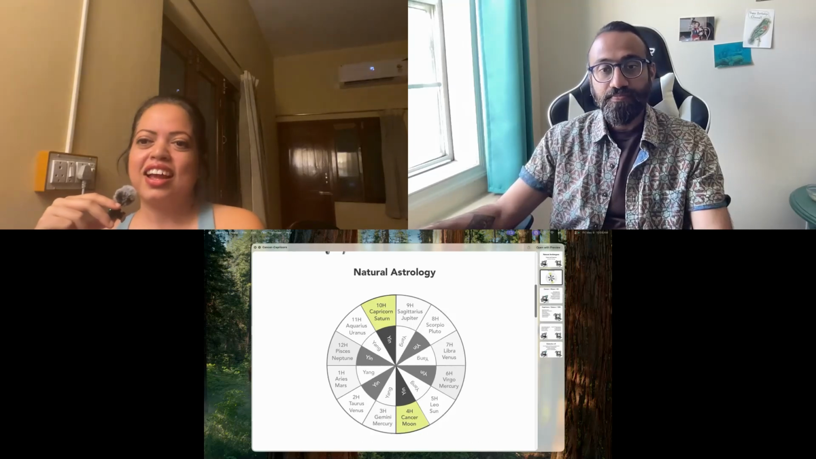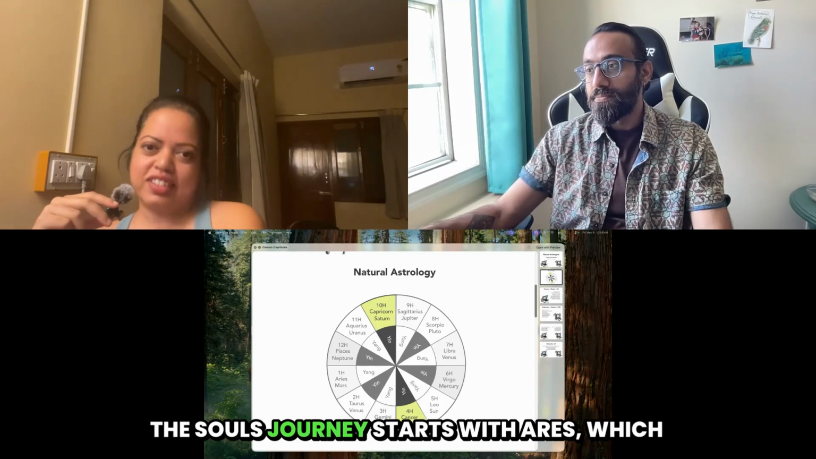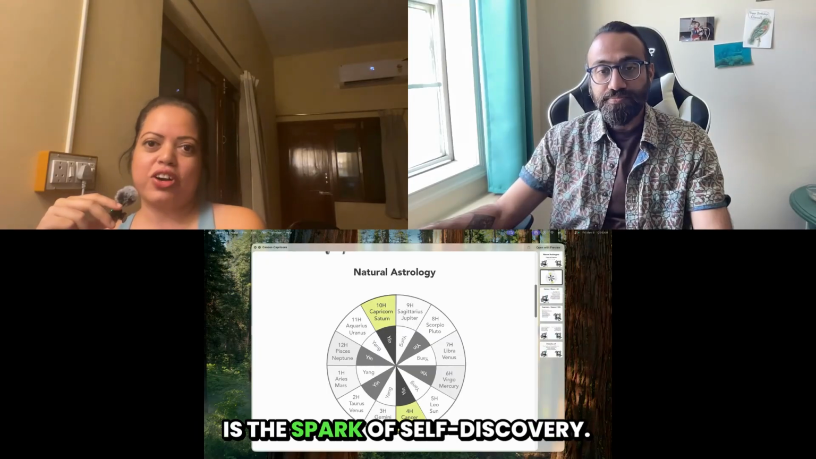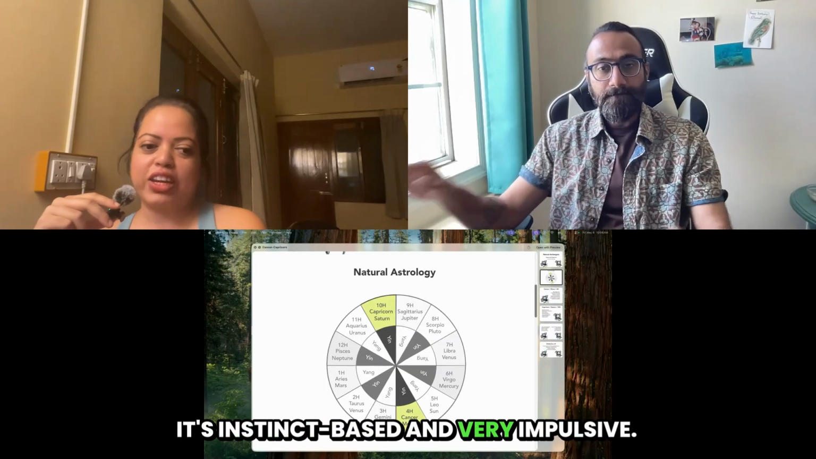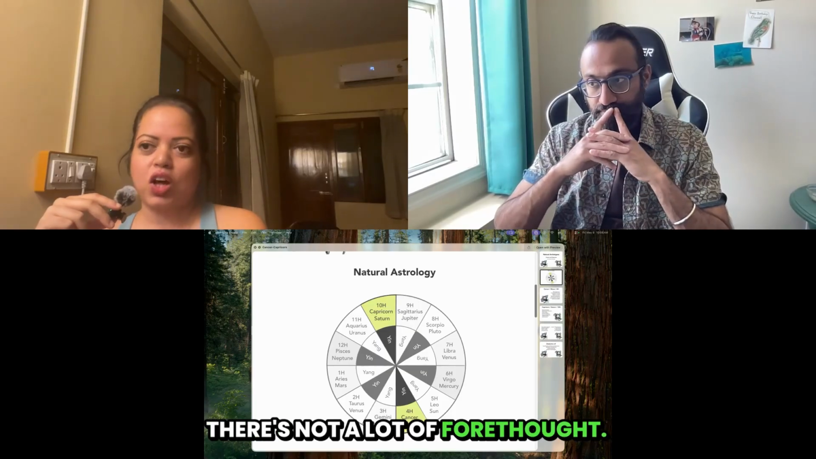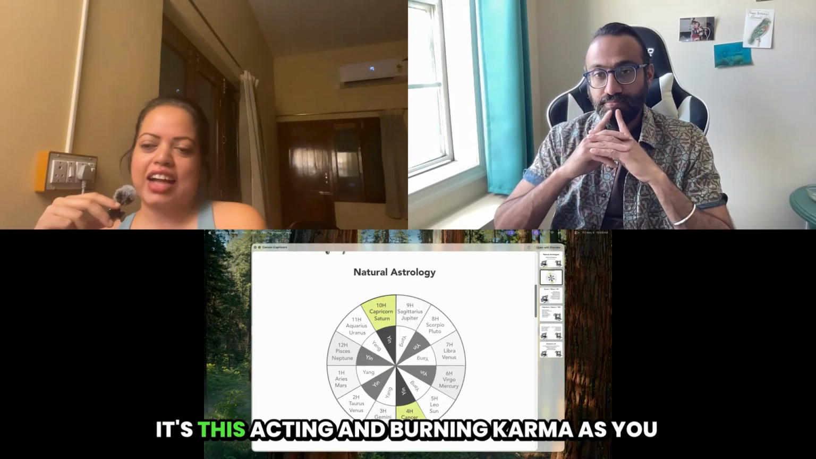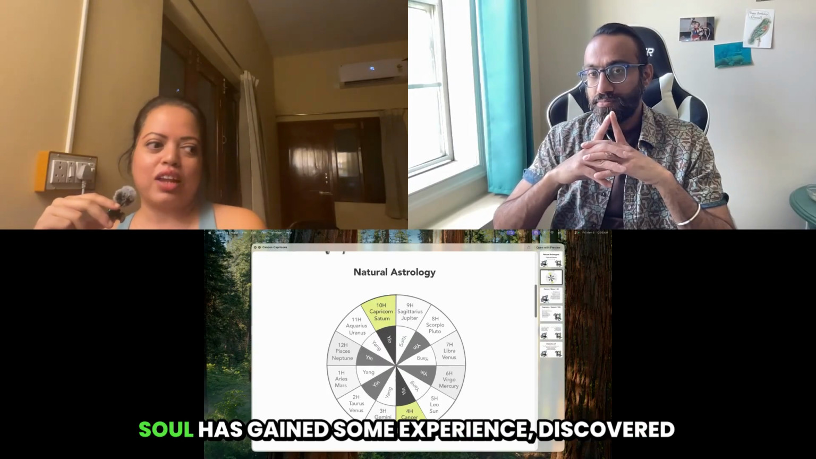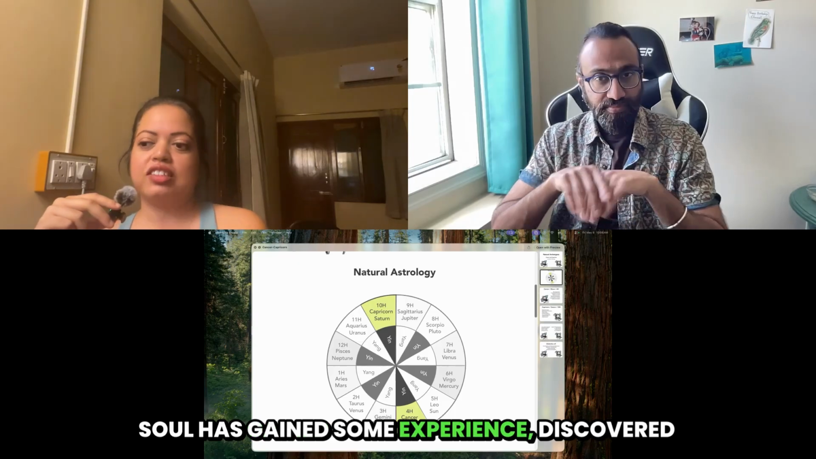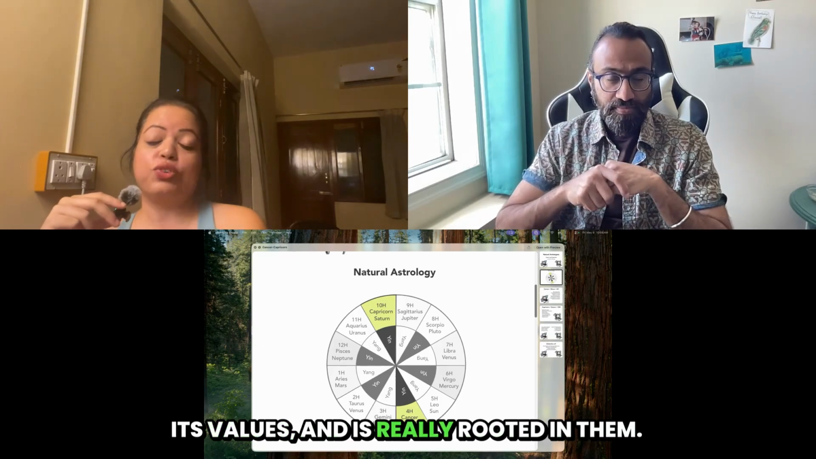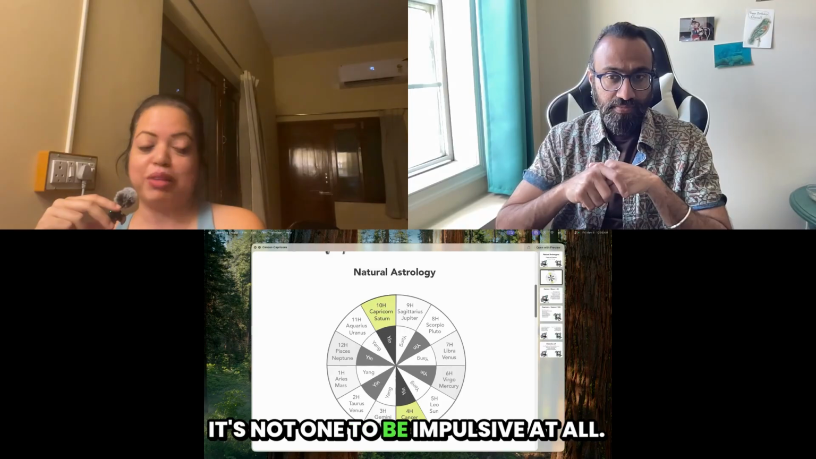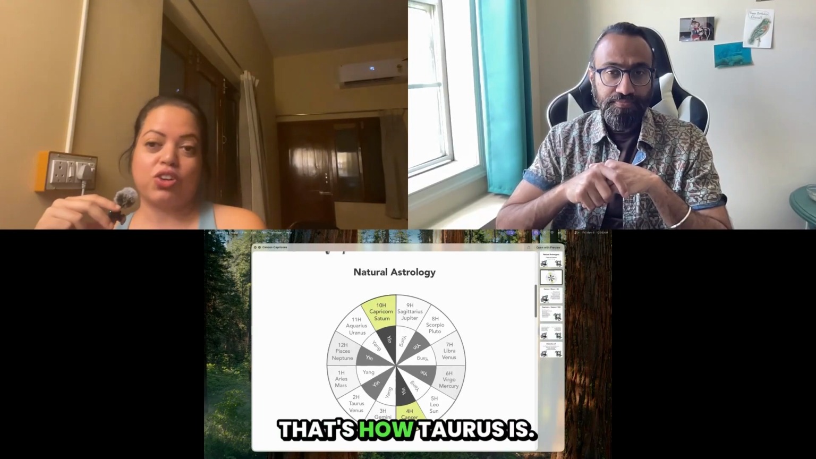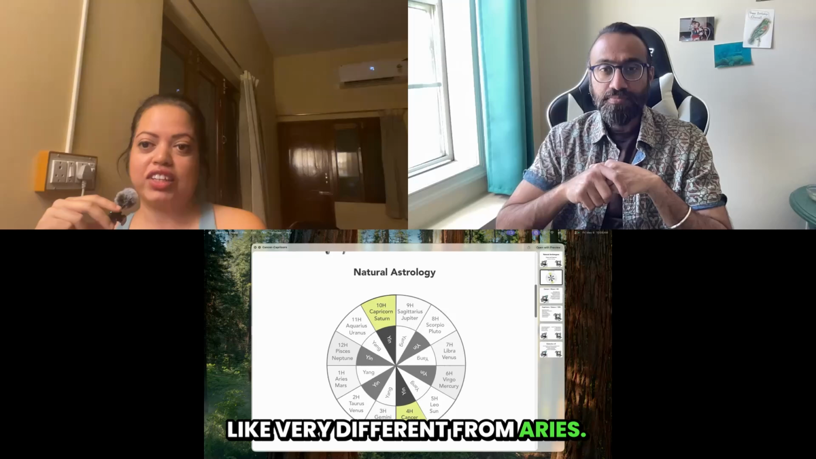Yeah, the soul's journey starts with Aries, which is the spark of self discovery. It's instinct based, very impulsive. There's not a lot of forethought. It's just acting and burning karma as you go along. And then we move into Taurus, where the soul has gained some experience, discovered its values, and is really rooted in them. Does not want to be impulsive at all. That's how Taurus is very different from Aries.